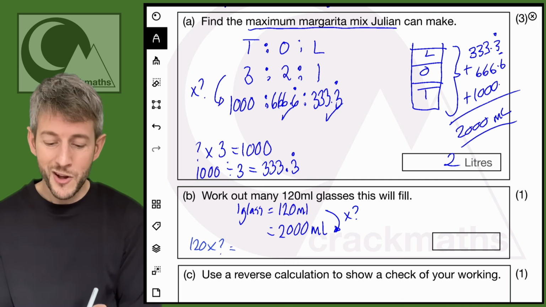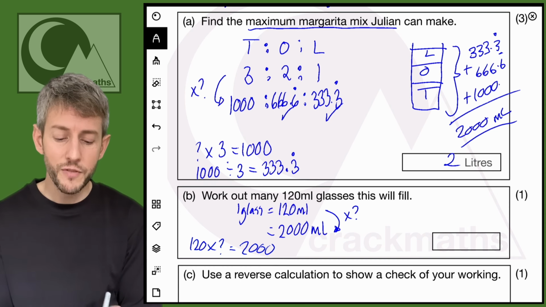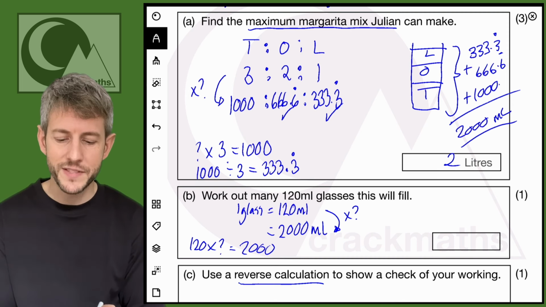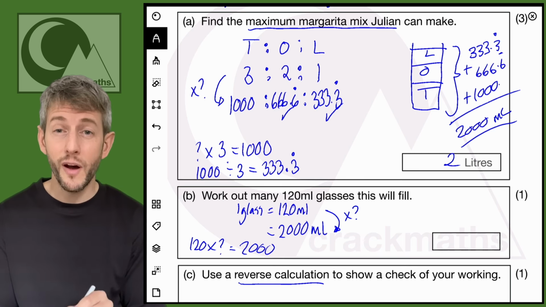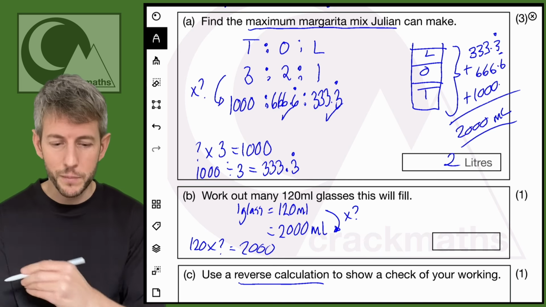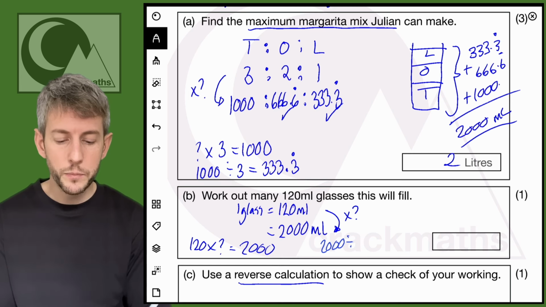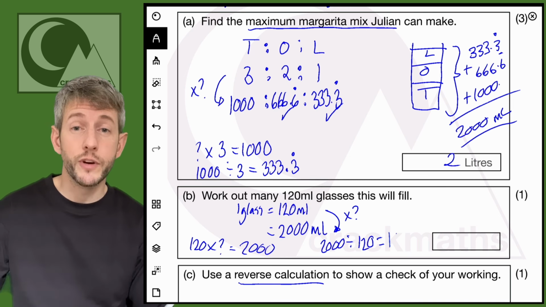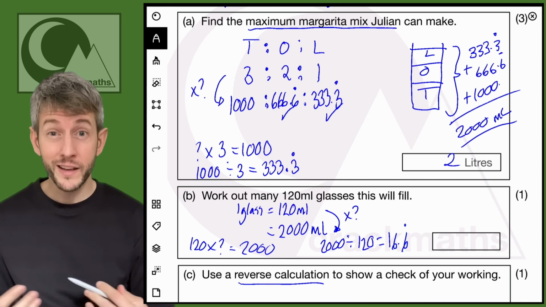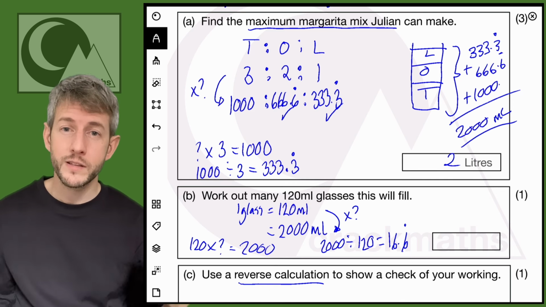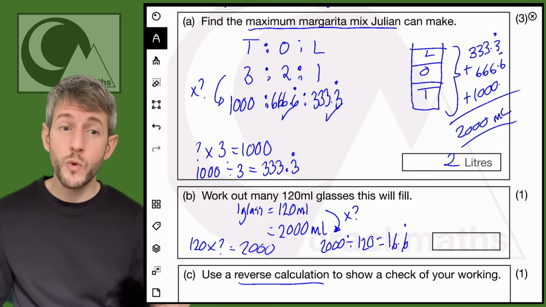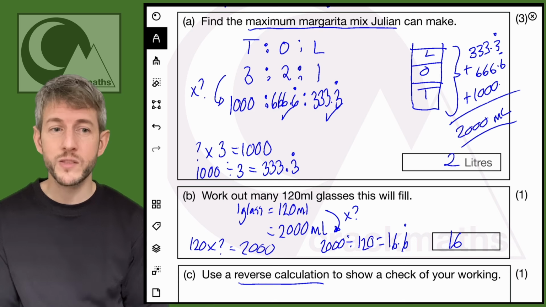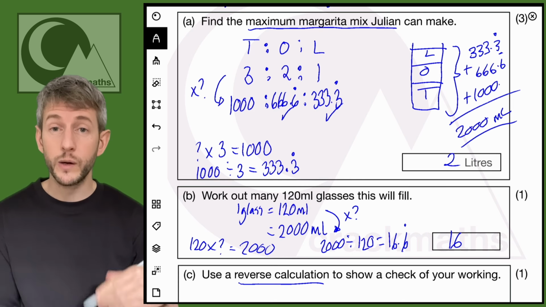So remember your reverse calculation. If two numbers multiplied together give something, then that something divided by either of those two numbers gives the other number. So we can do 2000 divided by 120, and I'm going to do that on my calculator, and that equals 16.6 recurring. Now, as this is how many glasses will this fill, we're not going to fill 17 glasses because we don't have enough. So we're going to have to give the answer of 16. So there we go. We know that this amount of mix will fill 16 glasses with a little spare.